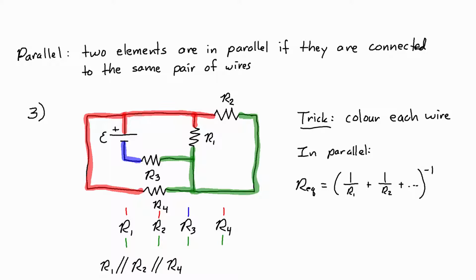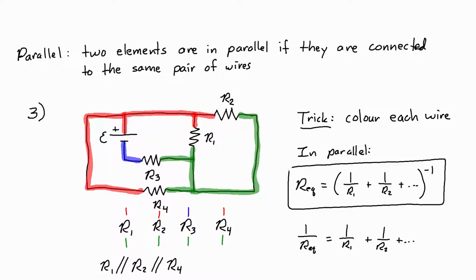And this is often shown in a different way. Often it would be written as 1 over Req is equal to 1 over R1 plus 1 over R2 plus ... depending on how many you have. I personally prefer the first form of this, where you take the whole thing to the power of -1, because it's a lot easier to enter this in my calculator.